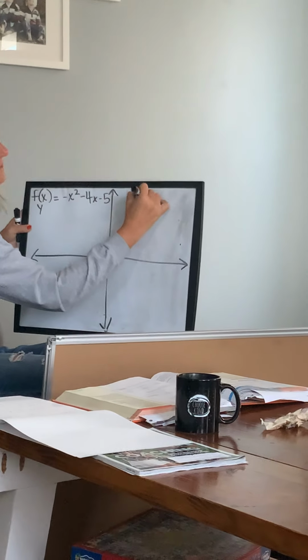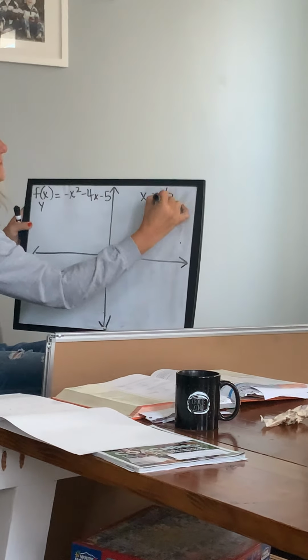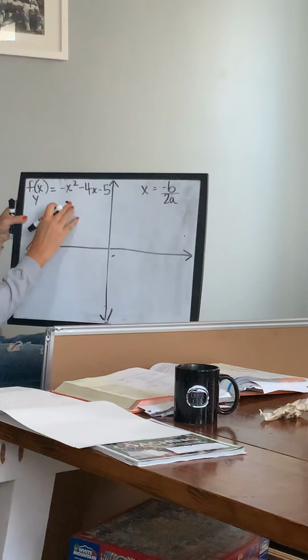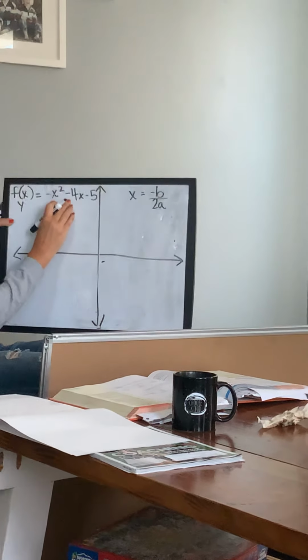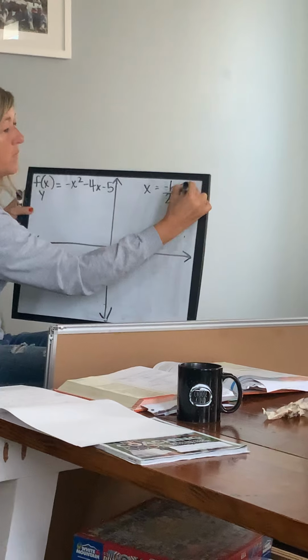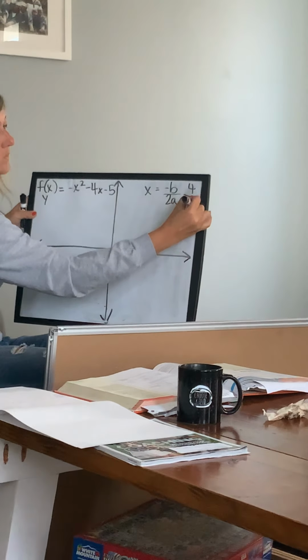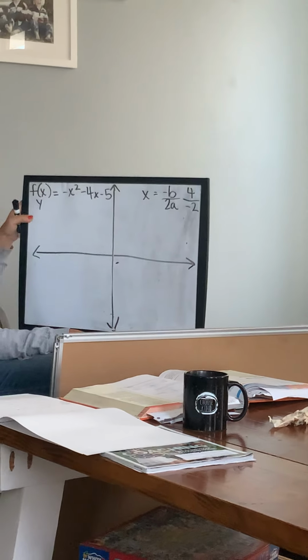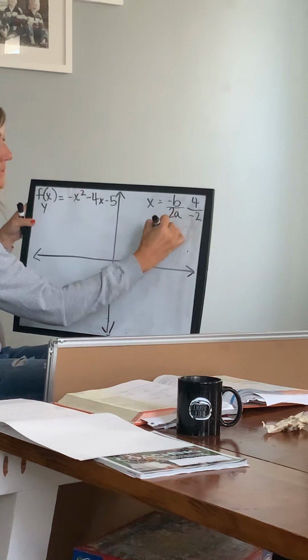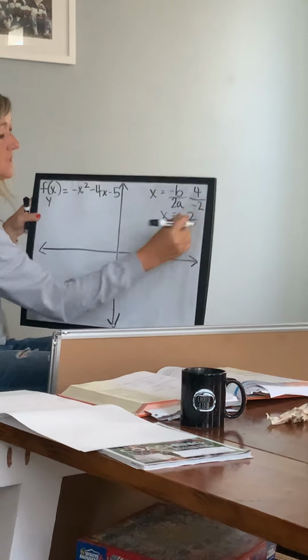So let's find our axis of symmetry. x equals negative b over 2a. So what is the opposite of b? It's negative 4, so the opposite would be 4. 2 times a, which is negative 1, so negative 2. So what does x equal? Negative 2.